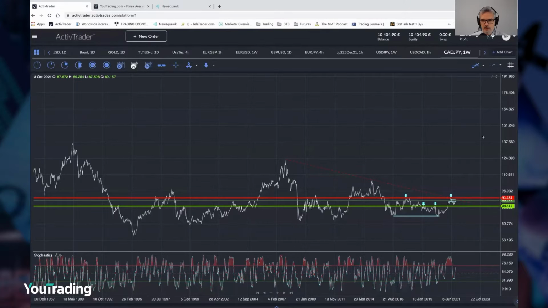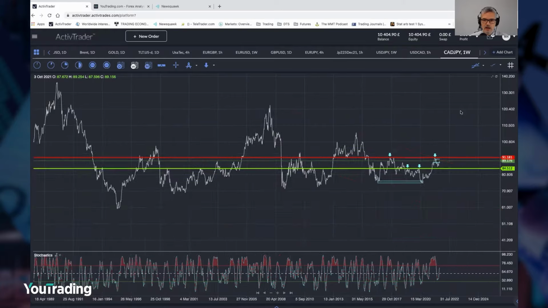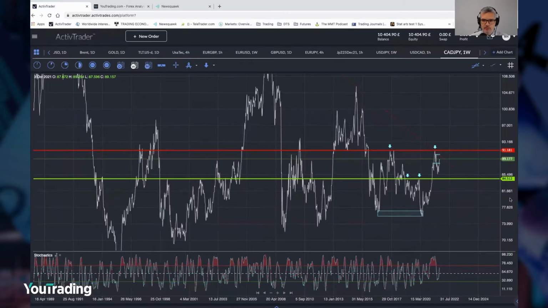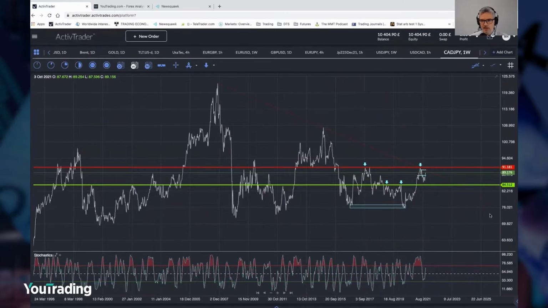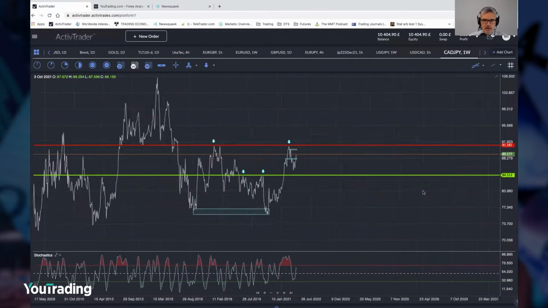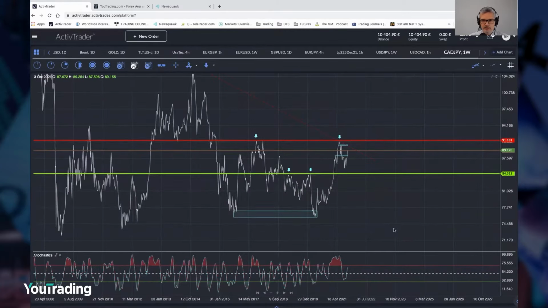If we go to a CAD/JPY chart on the active trader platform, I've marked up a couple of lines. Looking for support and resistance, generally I use the closes, and at the moment I'm on the weekly chart. So the line chart is the closes. So we had resistance up here.